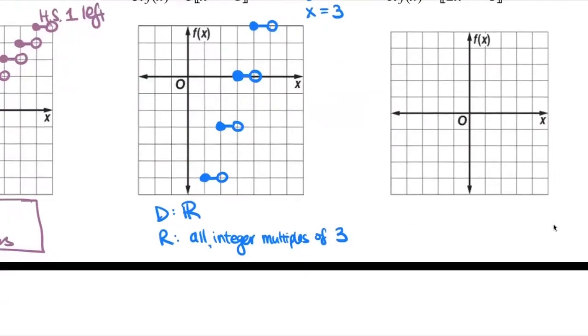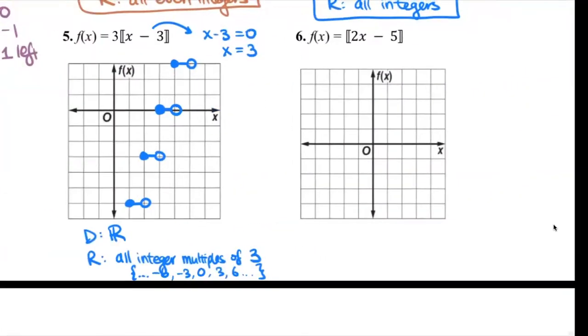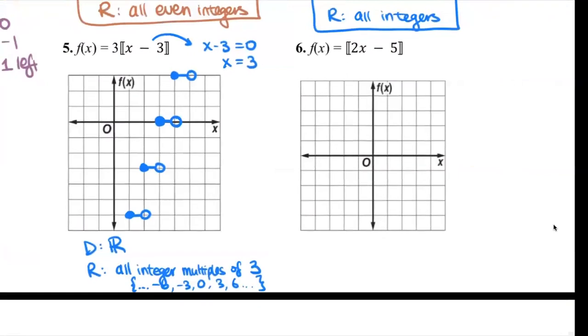I'm also definitely okay with you guys just doing, let's do like -6, -3, 0, 3, 6, just showing that pattern. If you want to write it in that way, I'm okay either this way or this way. All right, why don't you guys go ahead and try number 6. So pause the video, and once you're done, you can go ahead and check and see if you got it.